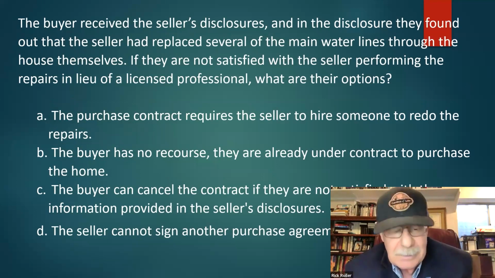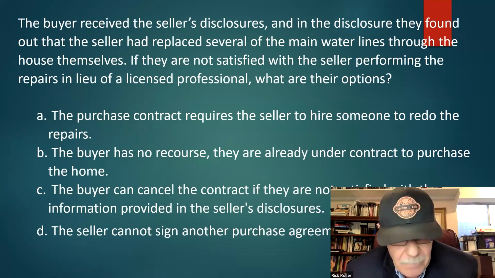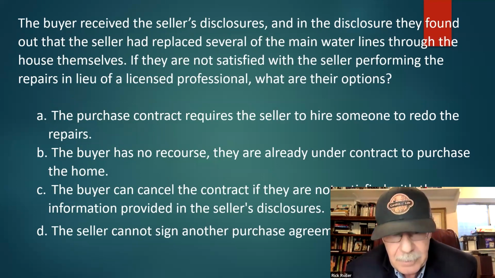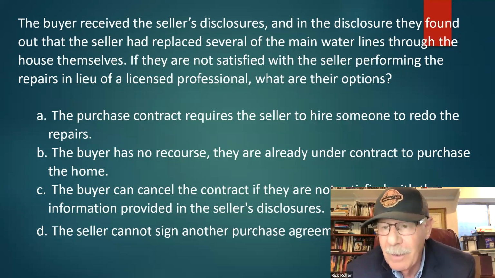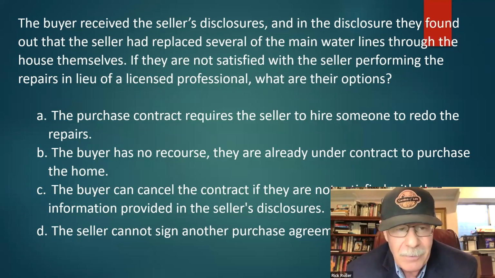Well, the purchase contract, A, requires the seller to hire someone to redo the repairs. No, that's not in the contract. Now, if you've read the contract a couple times, you know it's not in the contract, so that'll be like a giveaway. B, the buyer has no recourse, actually under contract, to purchase the home. Well, no, that's not true. They have a total walkaway opportunity when they're doing their inspections and whatnot.